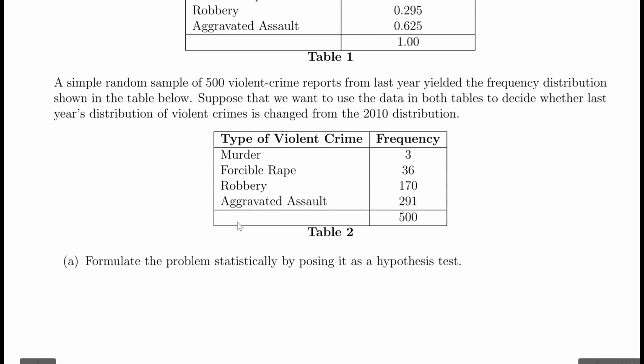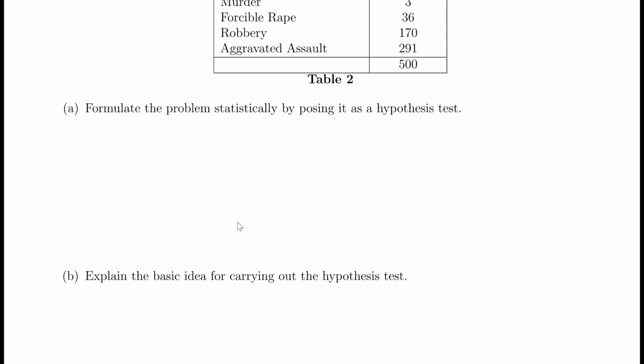So the first part of this is to formulate the problem statistically by posing a hypothesis test. These are the same steps that we've taken in the past, so this isn't anything new. For this one, our null hypothesis is going to be that last year's crime distribution is the same as 2010.